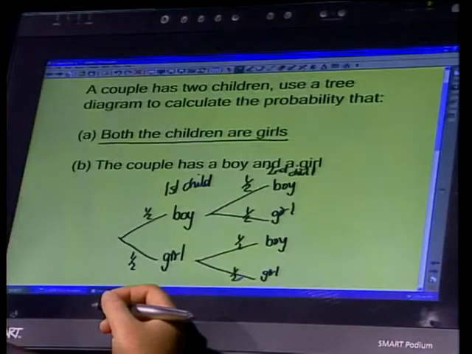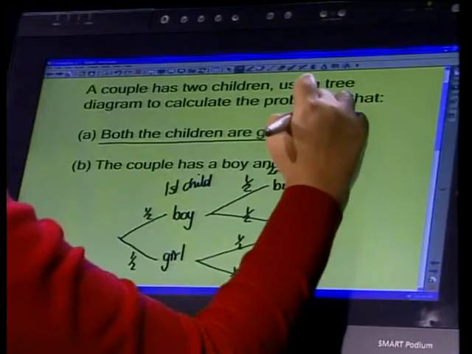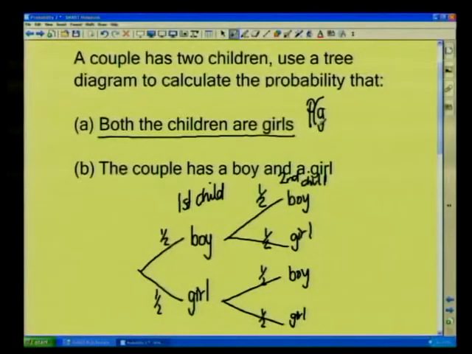Now I want the combination of girl and girl. And again, remember the AND rule: if I want something and something else, I need to multiply my two probabilities. I know the probability of getting a girl the first time was half, and the probability of getting a girl the second time is also half. So the probability of getting a girl and a girl is equal to the probability of a girl times the probability of a girl.